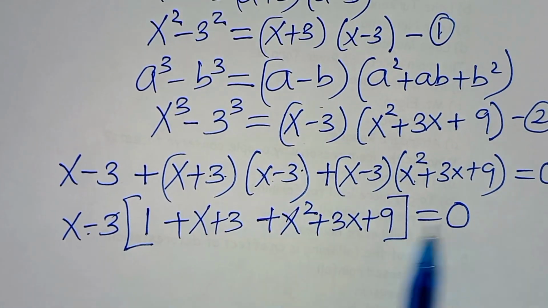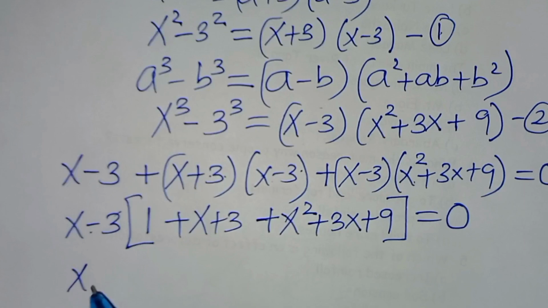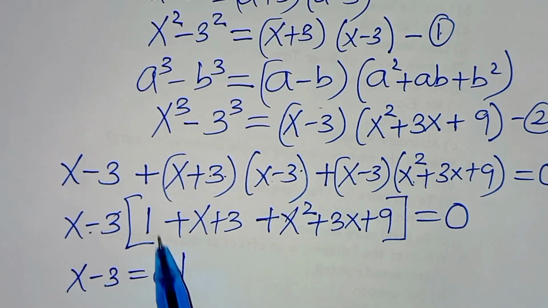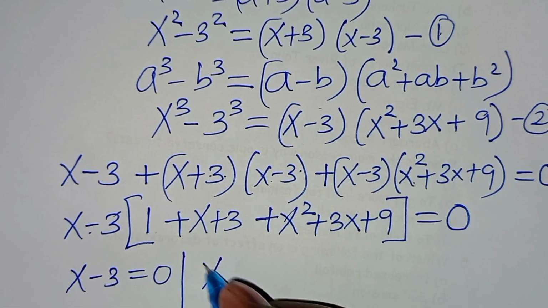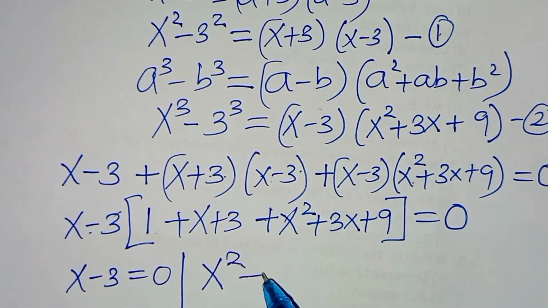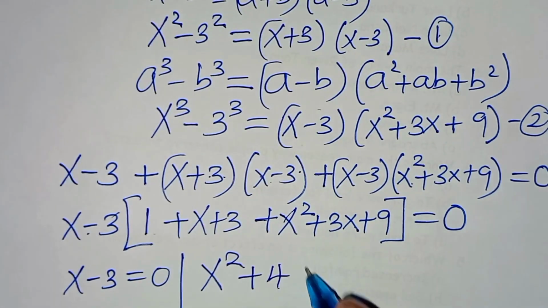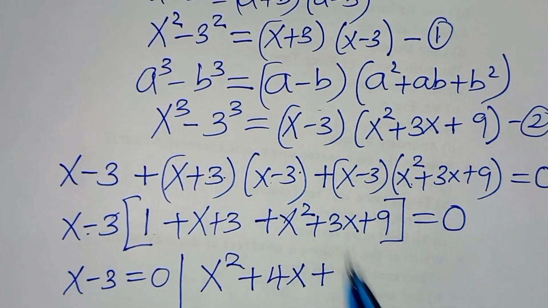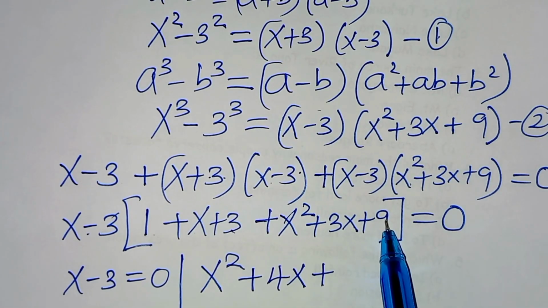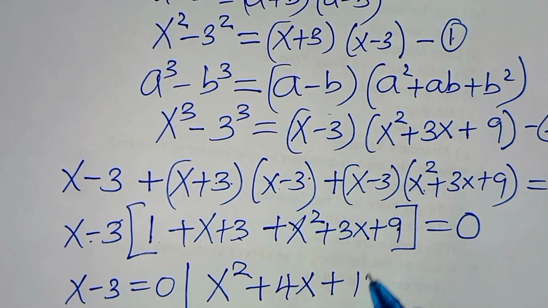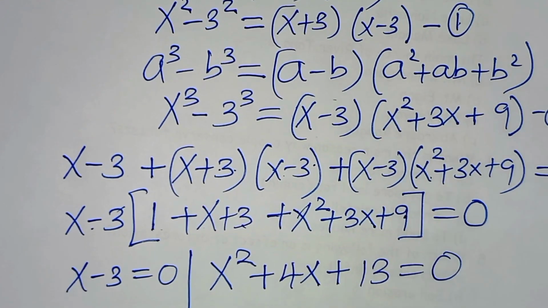Now here we have two parts. The first part is x subtract 3, which is equal to 0. And the second part here, we have x squared plus, now we have 3x plus x, which is actually 4x, plus 3 plus 9, which is 12, plus 1, and this is equal to 13. This is equal to 0.